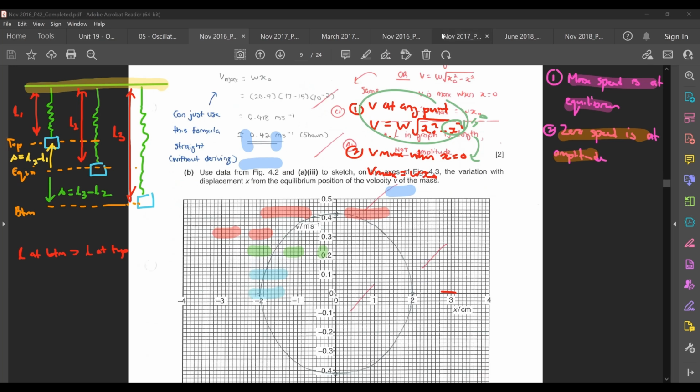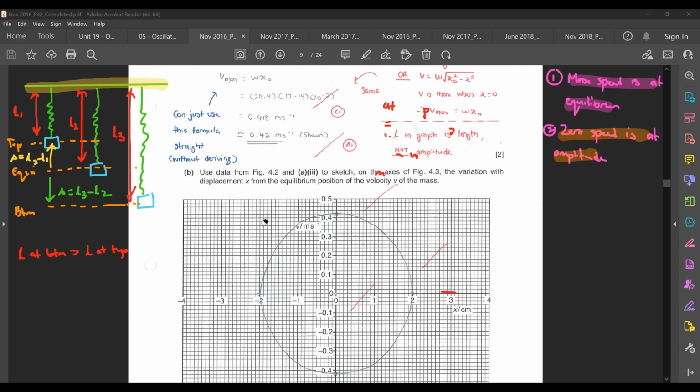Right, then the next part here is for the part where you need to draw a graph. They say that use your data from figure 4.2 and A3, which is the one that you just done, on the axis of figure 4.3, the variation with displacement x, from the equilibrium position, of the velocity v of the mass. They want you to draw a V-x graph. Okay, so when it comes to your V-x graph, it's always going to be some sort of circular looking or oval looking graph. But usually you need to plot out 4 specific points first.